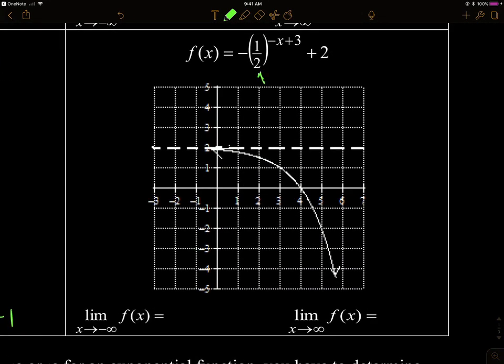Here, when my b is 1/2, we're looking at the left side as we go all the way left. We're approaching a horizontal asymptote of 2. And as x approaches infinity, we are unbounded going downwards to a height of negative infinity.